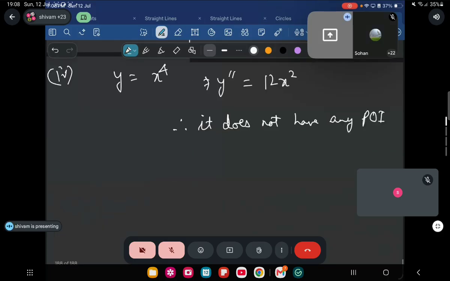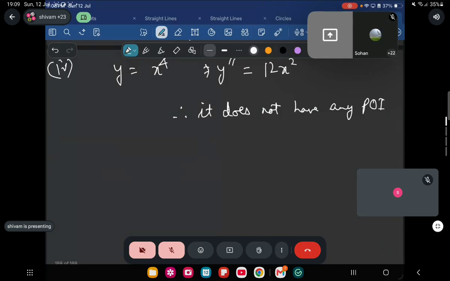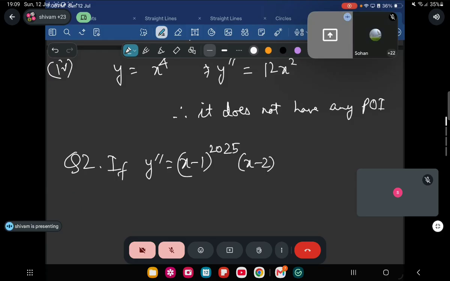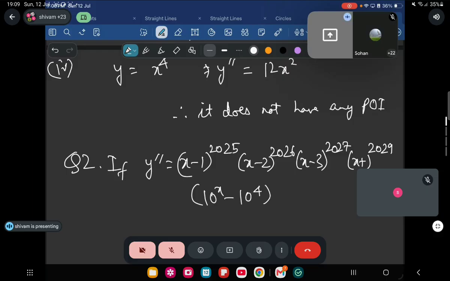Question number 2. Okay, try this out. If y double dash is equal to (x minus 1) to the power 2025 into (x minus 2) to the power 2026 into (x minus 3) to the power 2027 into (x plus 1) to the power 2029, multiplied by (10 to the power x minus 10 to the power 4) to the power 7.